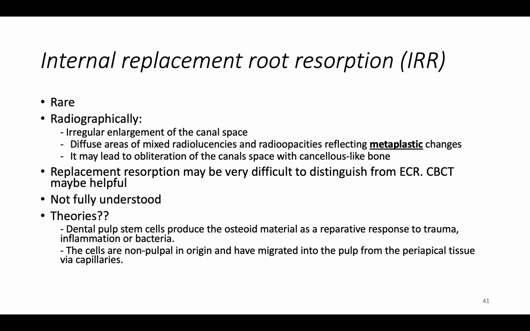Or some suggested that these cells were not resident in the pulp space, but they migrated with the blood supply from the periapical area, from the periapical bone tissues. So they migrated through the blood supply from the periapical area via the capillaries, and then they become resident in the root canal, and then they start producing this bone.